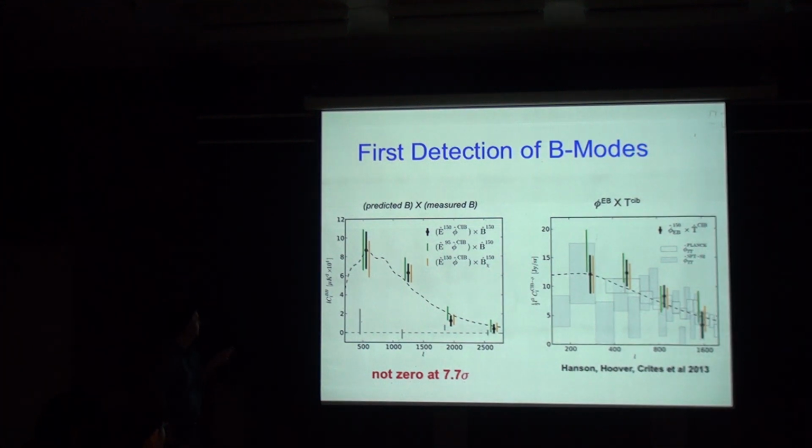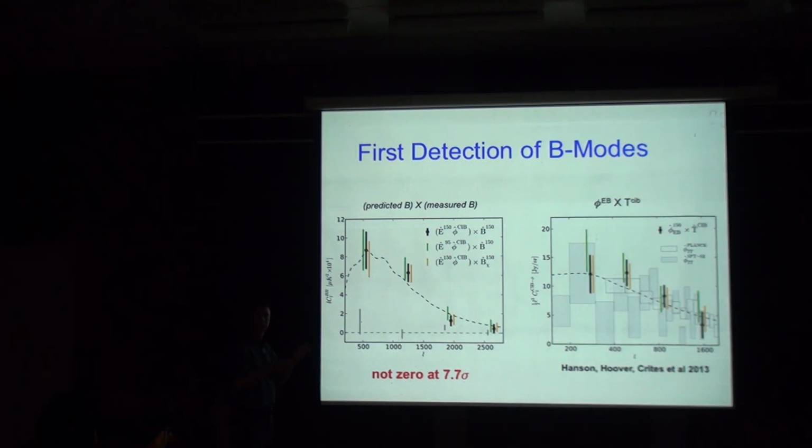And indeed we do. If you do the predicted B and you compare that to what we actually measure, and you do an angular power spectrum again of the predicted B compared with the measured B, what you see is a 7.7 sigma detection that our data has B modes in it. So we finally detected this signal.